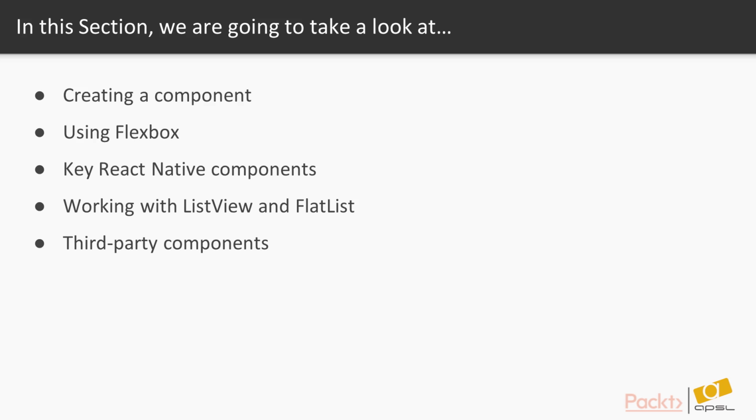First of all, we'll create our first usable React Native component. We will use Flexbox to style and lay out our component. We will explain the most important React Native components. We will introduce one of the basic components of any app, the flat list component to display items in a list. And finally, we'll learn how to install third-party components to use in our app.